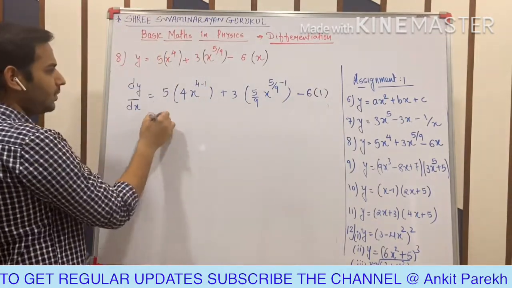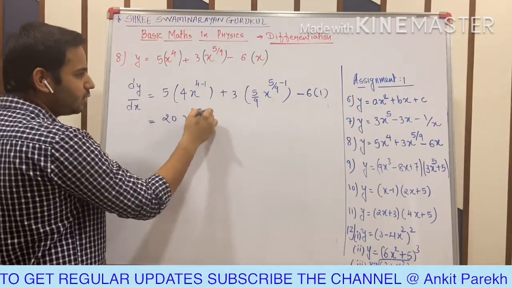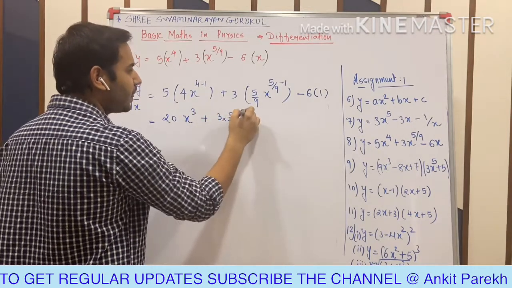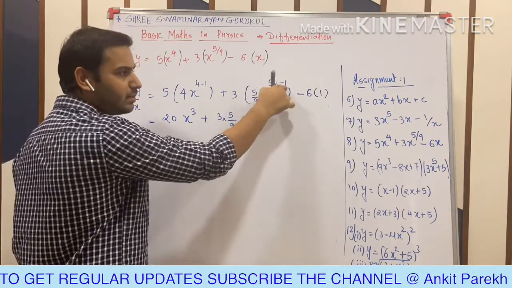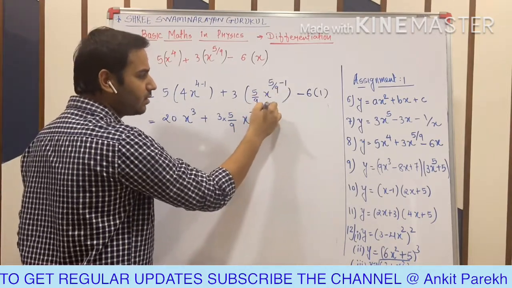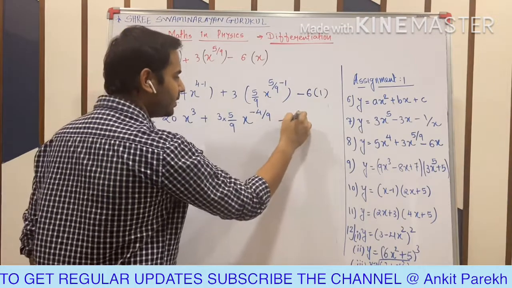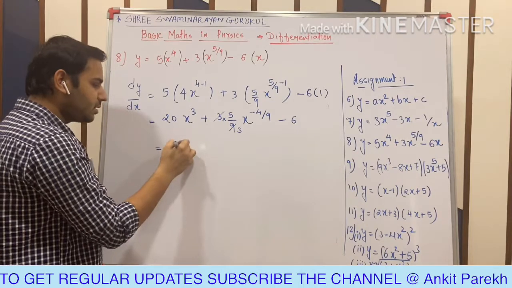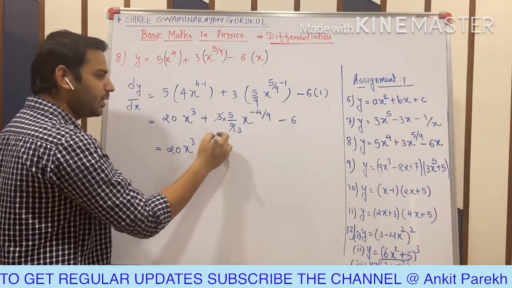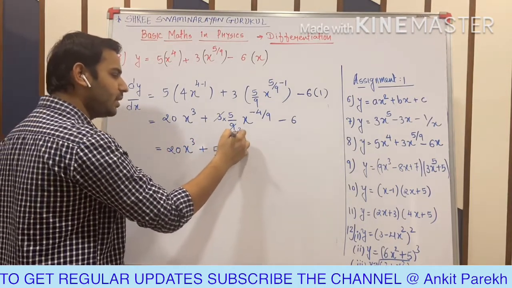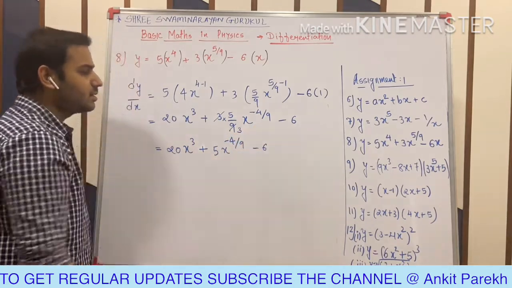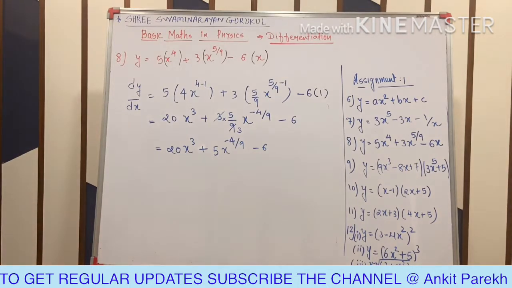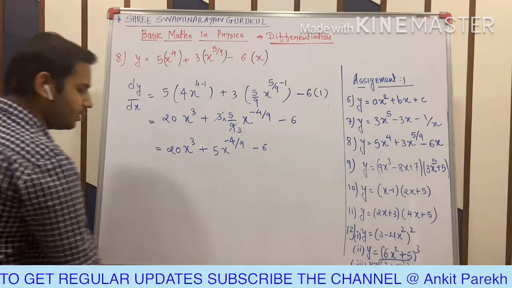Okay, 5 4s are 20, x cube, this 3 5 upon 9 x raised to 5 by 9 minus 1, 9 1s are 9, so minus 4 by 9 minus 6, 3 and 3 cut, 3 3s are 9, your answer is 20x cube plus 5x raised to minus 4 upon 9 minus 6. This is your answer. Okay, done. Write it down. Now next question.